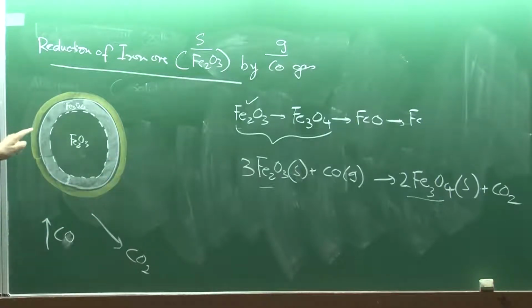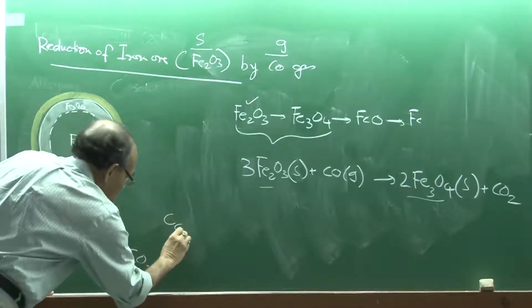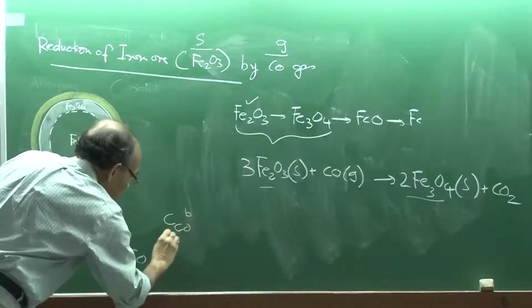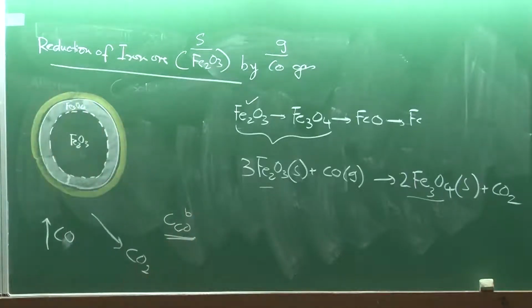Because it is solid, at the surface of the solid the velocity is going to be 0. So as a result we can say that there is going to be a boundary layer, and outside the boundary layer is the bulk. And the concentration of CO, carbon monoxide, is the bulk concentration.